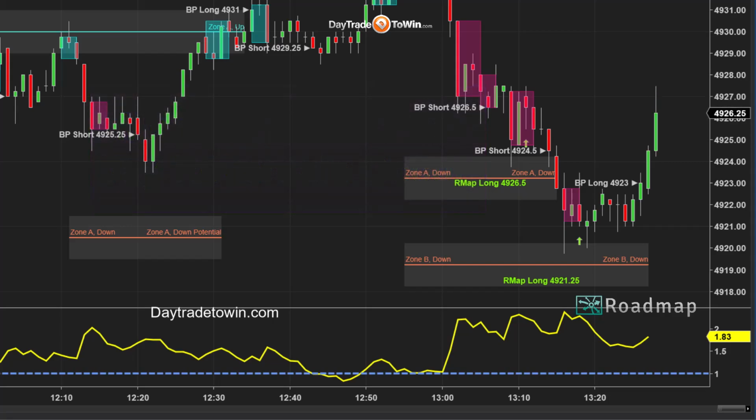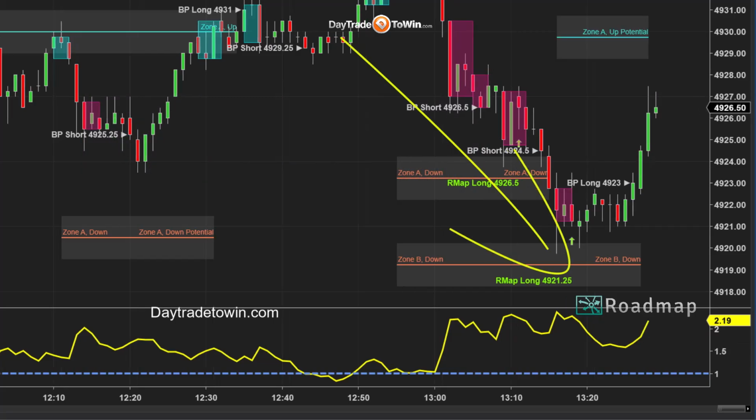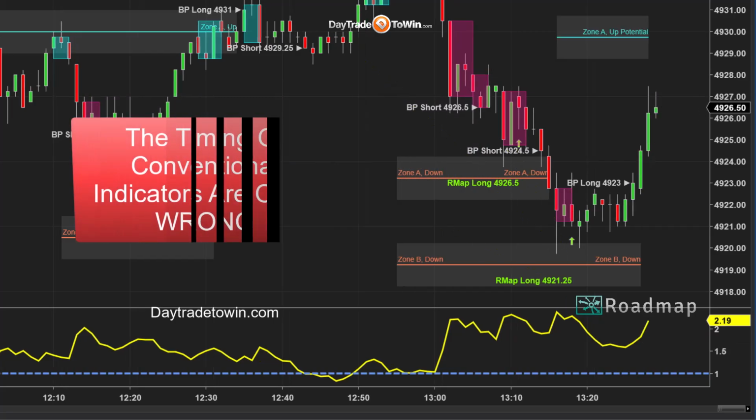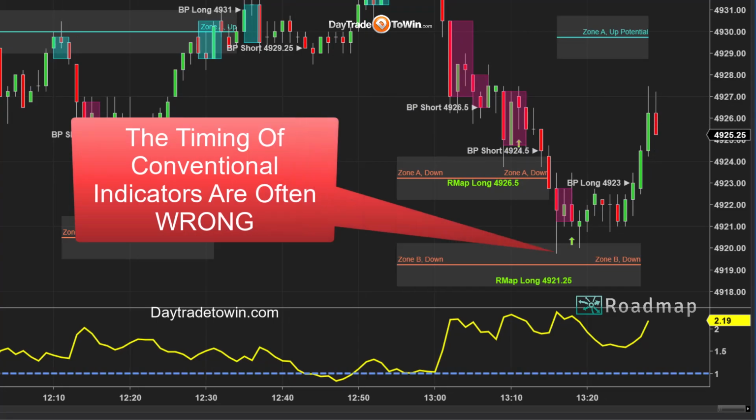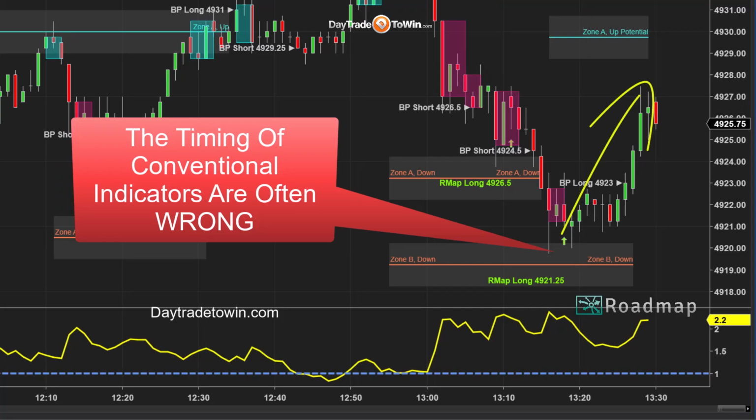Now, you can see the market went straight down. It went down from about 1 o'clock to about 1:20. Everything, moving averages included, are telling you to go short, but the roadmap stopped you from going short once it landed in the zone. I think that's the power of the roadmap.